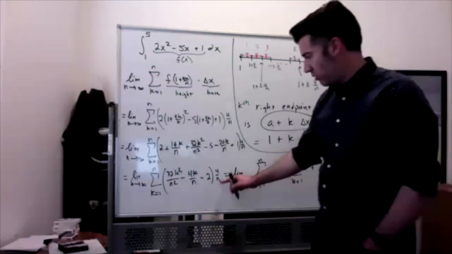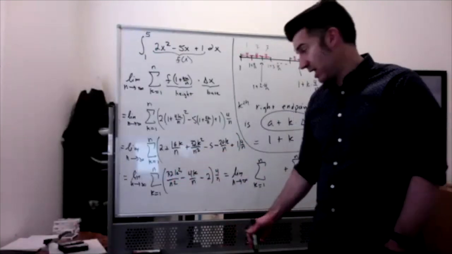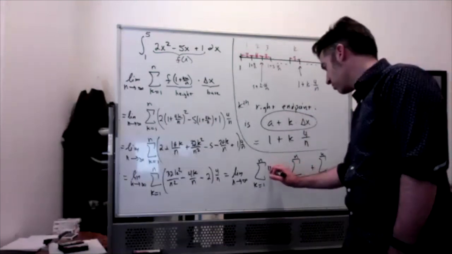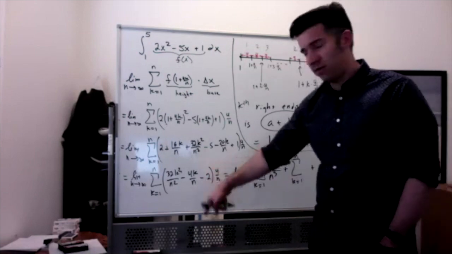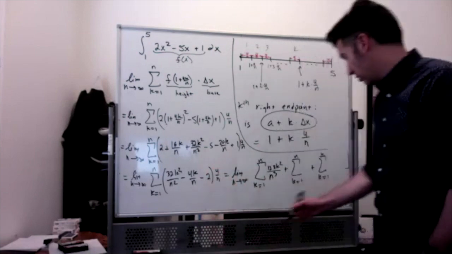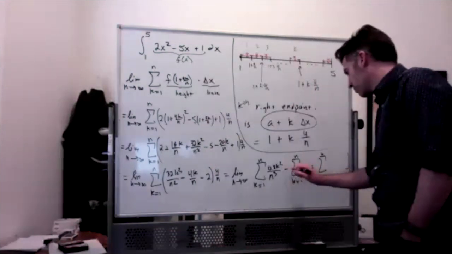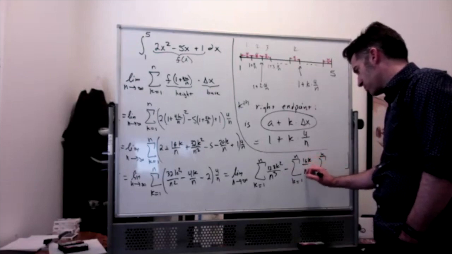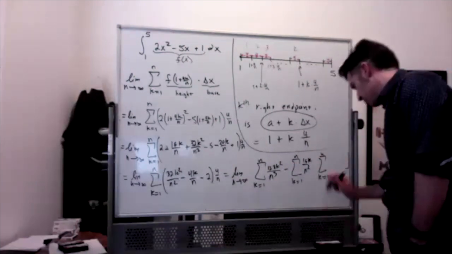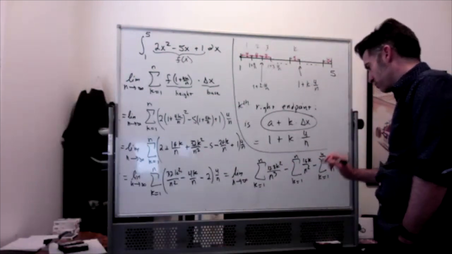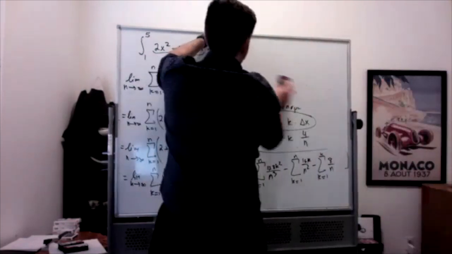So I multiply this through. 4 over n times 32k squared over n squared is 128k squared over n cubed. Four over n times minus 4k over n is negative 16k over n squared. And 4 over n times negative 2 is minus 8 over n. All right, I'm going to erase this here. I think I can fit this all on one board.